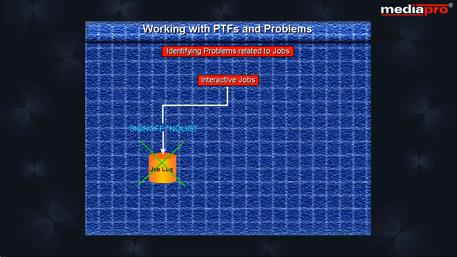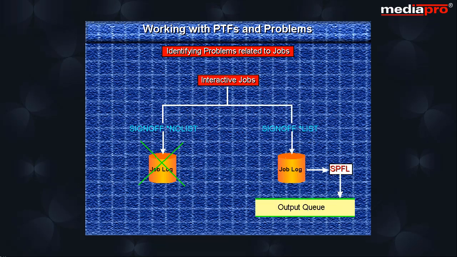For interactive jobs, we can use the value of *list on the log parameter of the sign-off command, which will cause the job log to be spooled to the output queue. You can also use the display job log command and specify *print on the output parameter, provided you know the name of the job. The display job log command can also be used for batch jobs.